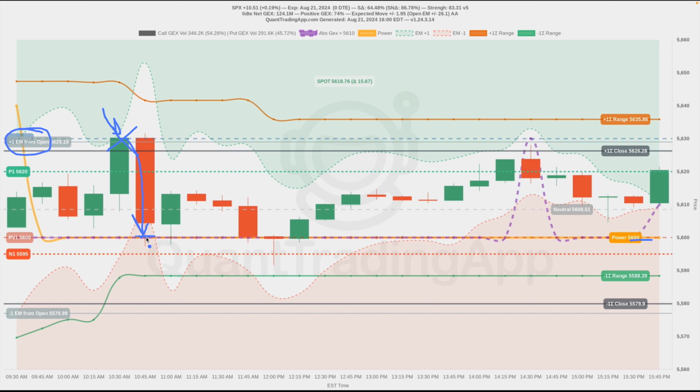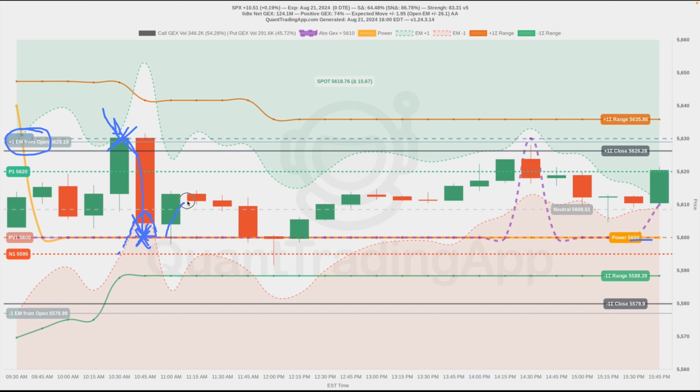So this is expected to act as some sort of support. It is hitting the expected move right here. That's what this light red level is. It is also hitting the powerful strike. It is also hitting the absolute gamma strike. It was also the absolute gamma strike on the NASDAQ, etc. A lot of confluence here.